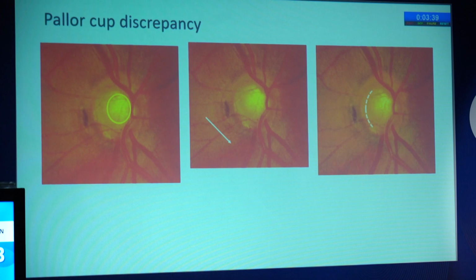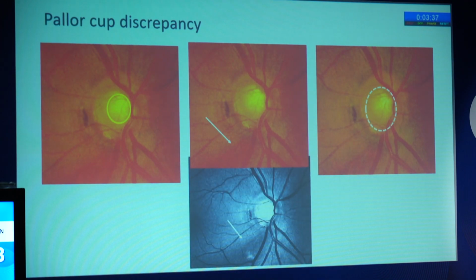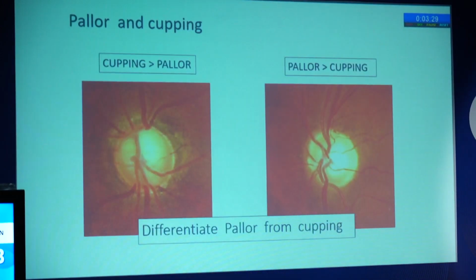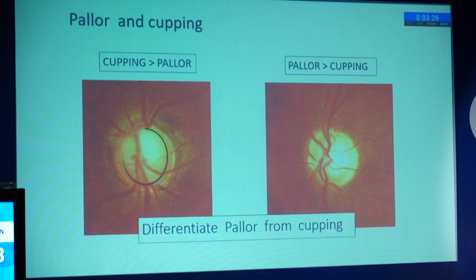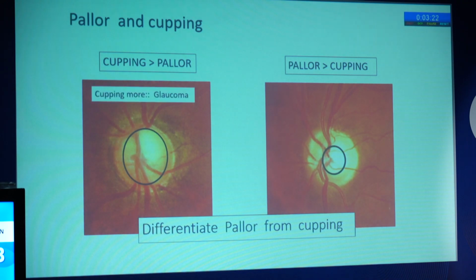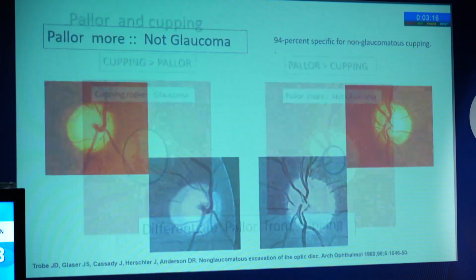So pallor-cup discrepancy is a pathognomonic sign, and you need to identify the pallor and the cup, and if it is associated with inferior temporal thinning of the RNFL, this is definitely glaucoma. Cupping more than pallor, as you see here, and pallor more than cupping, you need to distinguish. Cupping more is definitely glaucoma, but pallor more may not be glaucoma.